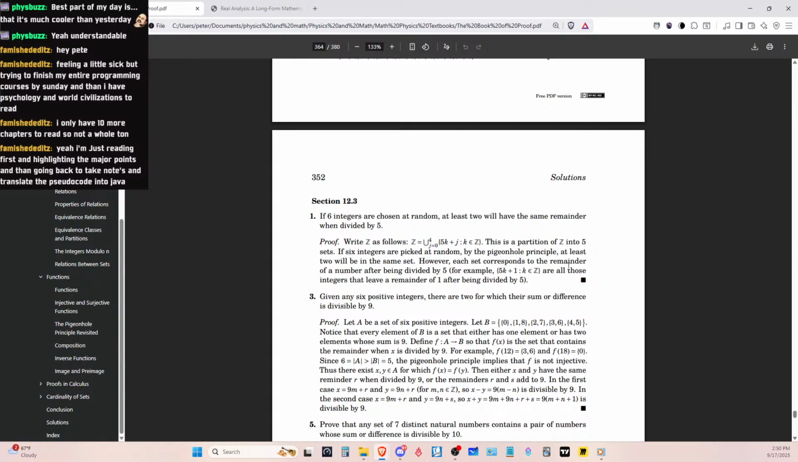I mean, that's an interesting way to write the proof. Let's see, this partition of... Now I have to think about what a definition of a partition is.